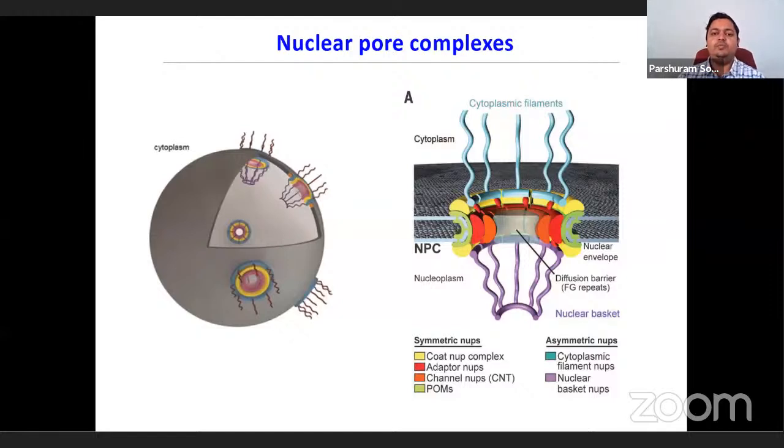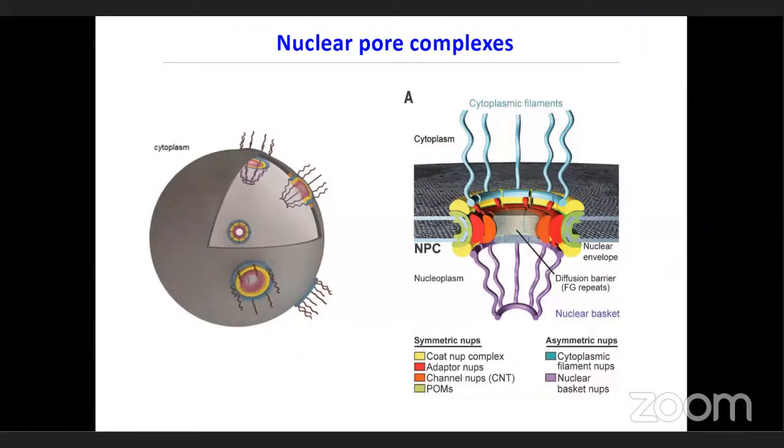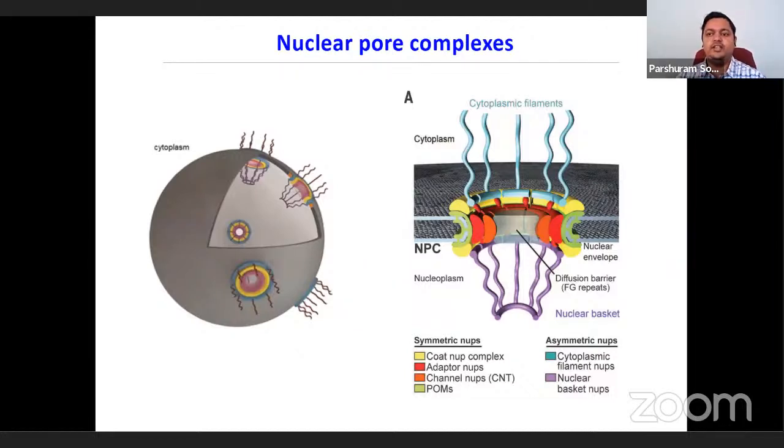Nuclear pore complexes are mostly made up of proteins. There are 30 different types of proteins which make the nuclear pore complex, and there are multiple copies of each nucleoporin. The nuclear pore complex proteins are called nucleoporins. So there are 30 different types of such nucleoporins, and each nucleoporin will be present in multiple copies to assemble into one functional subunit of the nuclear pore complex.